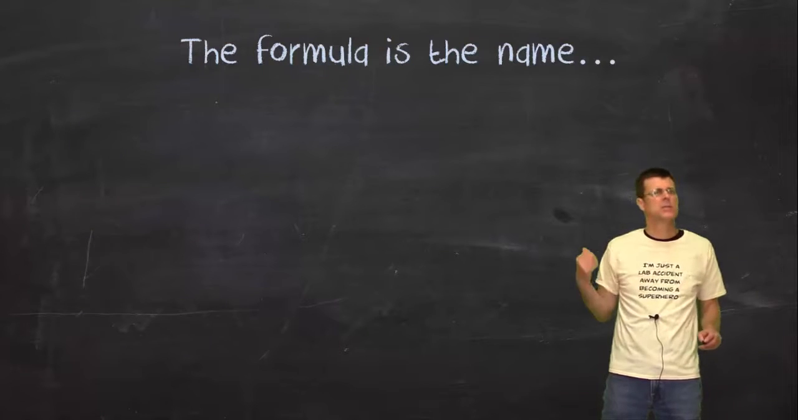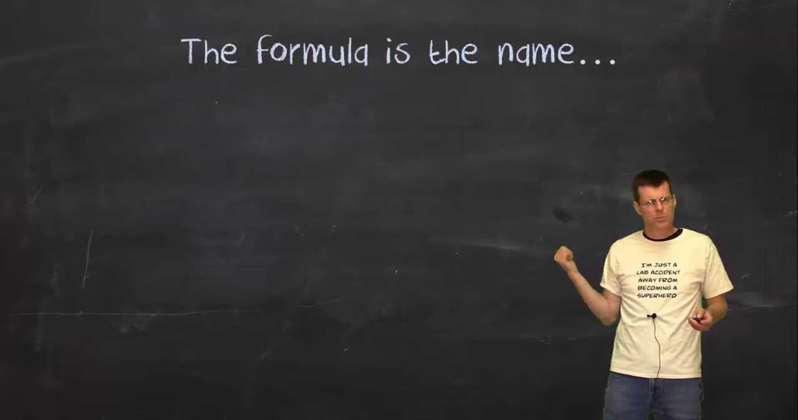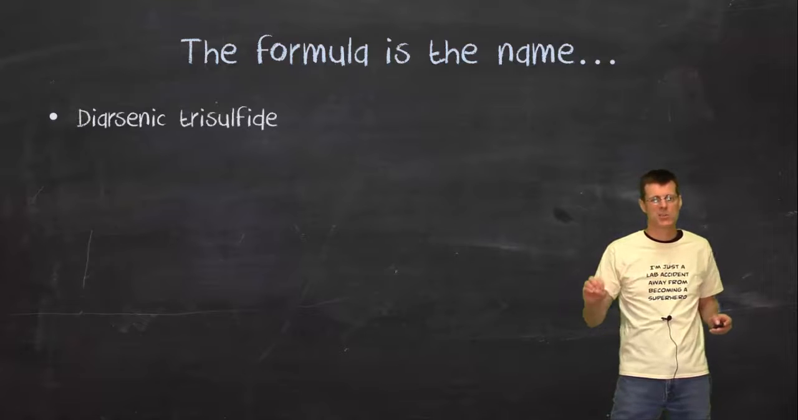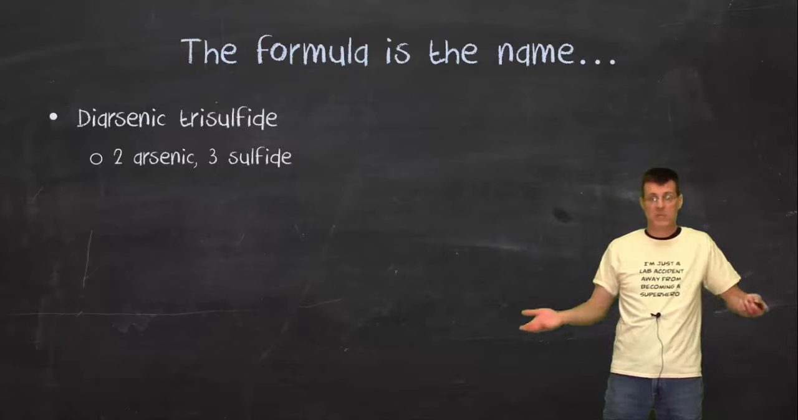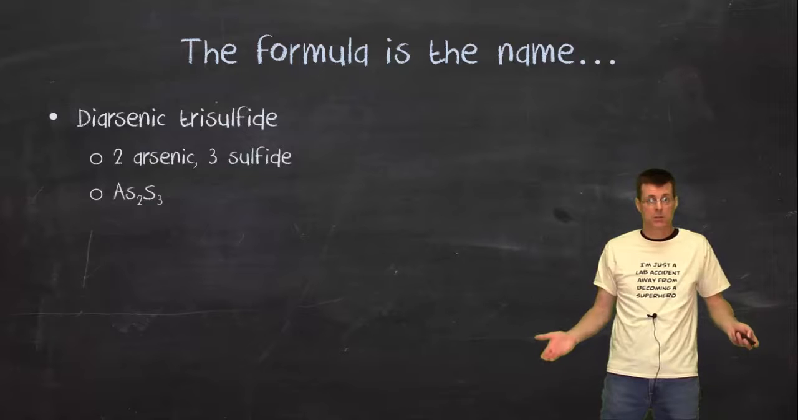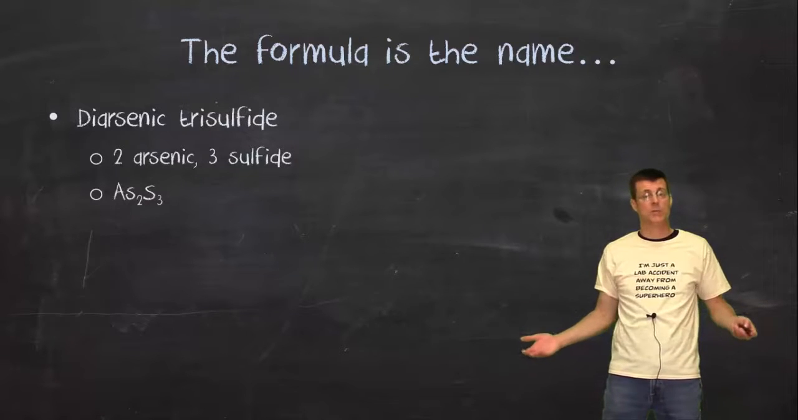Now, if you've seen this kind of nomenclature before, and honestly you probably have, you probably already knew that. But if you have the compound diarsenic trisulfide, what that means is there's 2 arsenics and 3 sulfurs. That's it. So I would write it down with the little numbers: 2 arsenics, 3 sulfurs. That's the name and the formula.